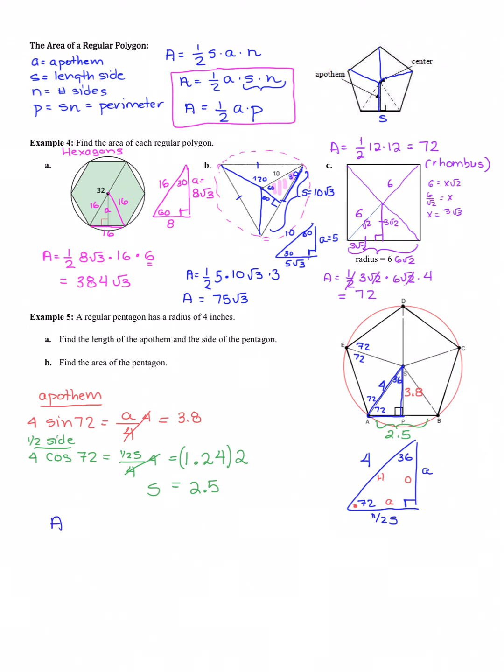So the area of this puppy is 1/2 the apothem, which is 3.8, times the length of the whole side, times the number of sides. And we just plug that into our calculator. So 0.5 times 3.8 times 2.5 times the 5 triangles gives me 14.4. Oh, and they actually gave us units this time, inches squared.